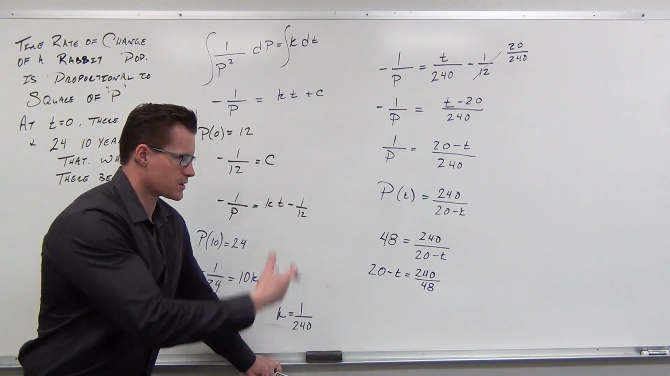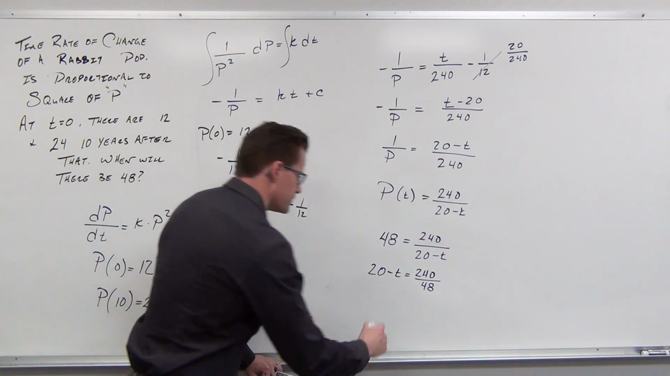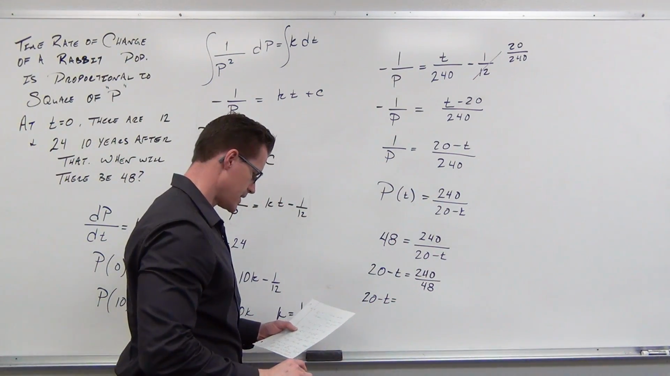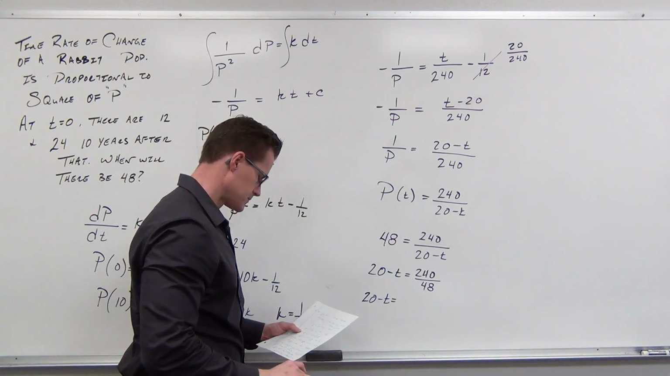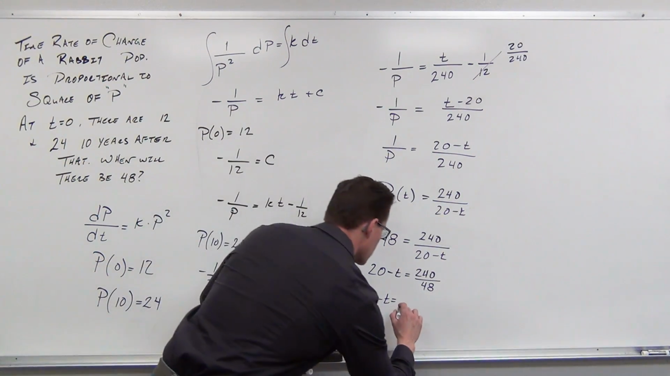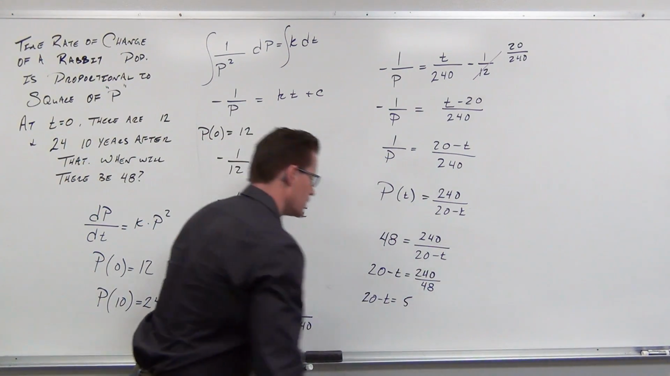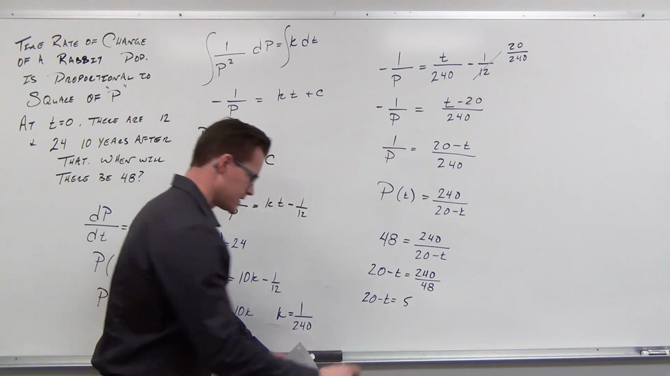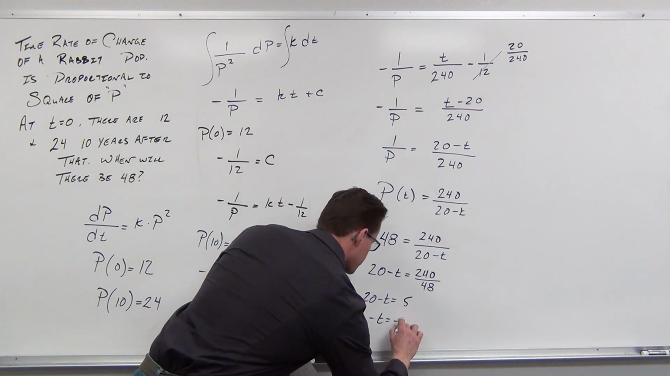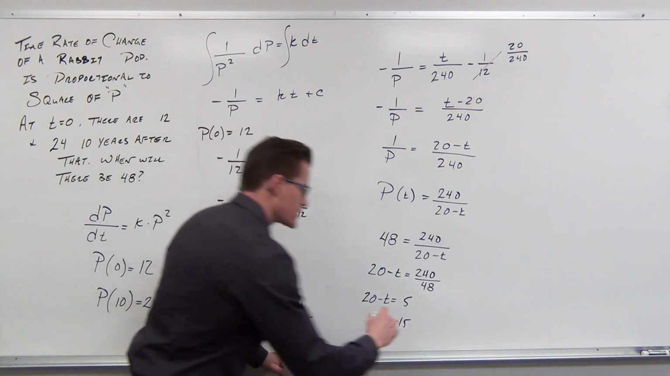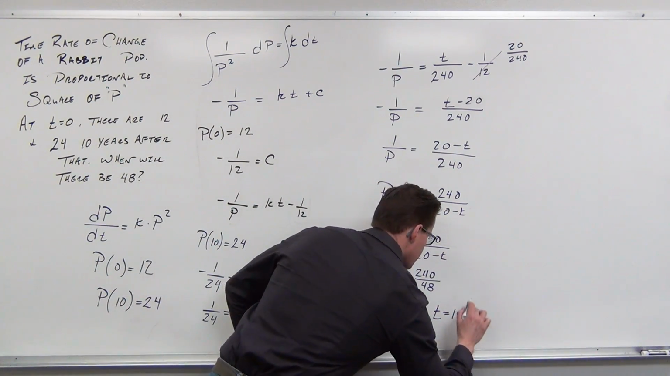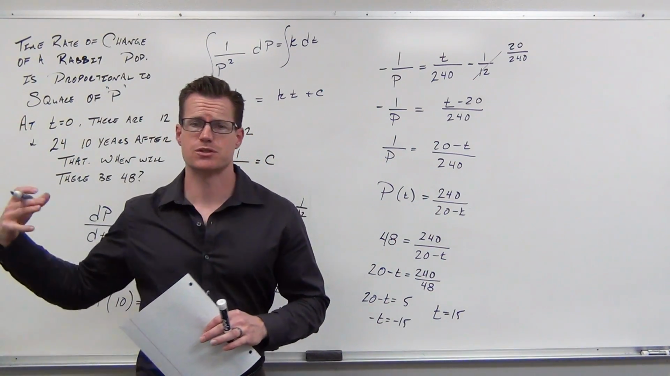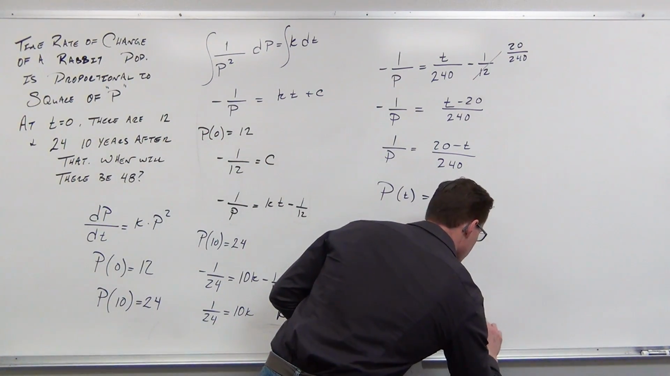And then if we subtract 20, so 240 over 48 is 5. When we subtract that 20, we're going to have 15, but negative 15. Oh, good thing we divided by negative. So t equals 15. Now we think about the units. This was 15 years. Everything was in terms of years for us, which was nice.